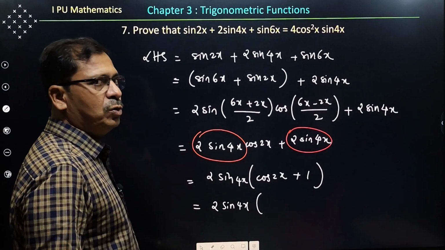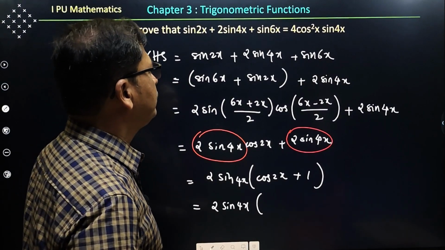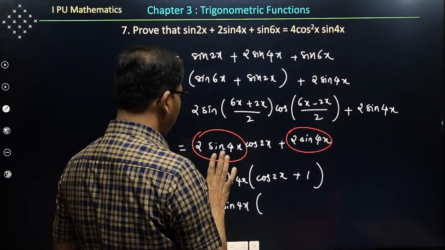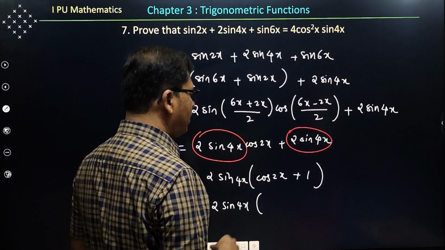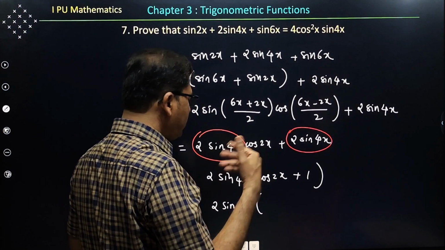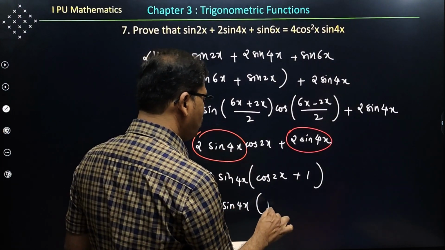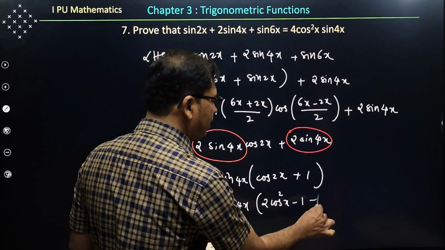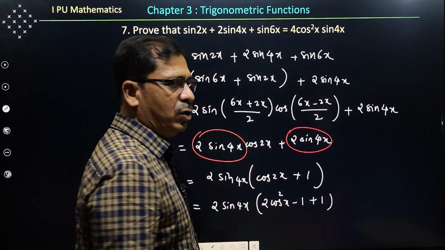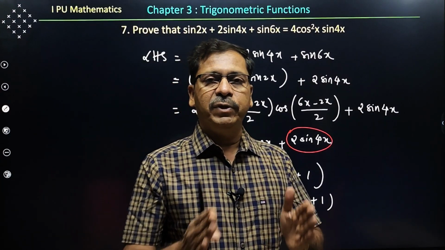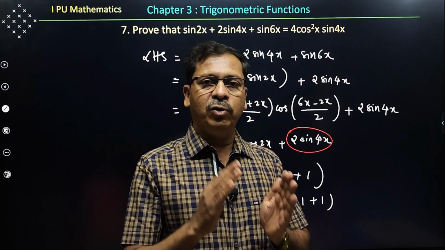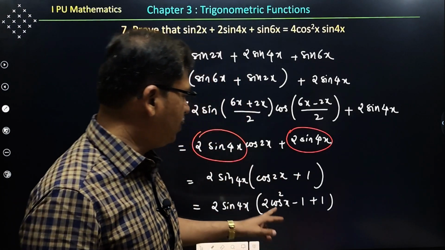Cos 2x is equal to, there is a formula. See, towards the RHS we want sin 4x, that we got. We want cos square x. Cos 2x we express in terms of cos square x, that is 2 cos square x minus 1. There is a formula, recall that formula. Cos 2x has 3 forms of formula: cos square x minus sin square x, 1 minus 2 sin square x, and one more is 2 cos square x minus 1, that I have used.